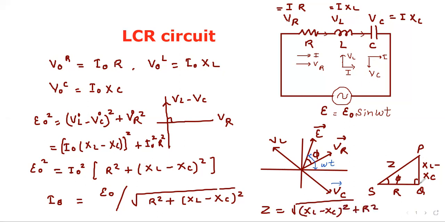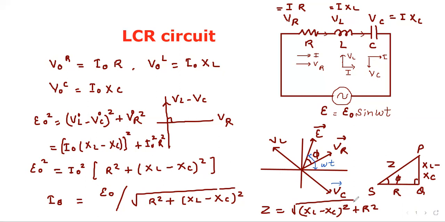The same is represented here. XL minus XC is perpendicular and R is forming base, then Z equal to this much, root of XL minus XC square plus R square. This is called impedance triangle. From here, we can find tan phi, cos phi. If we find tan phi, that will be XL minus XC divided by R. And if we find cos phi, that will be R divided by Z.